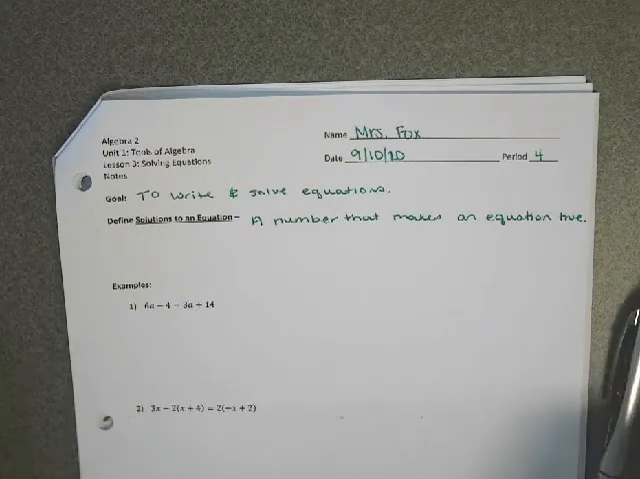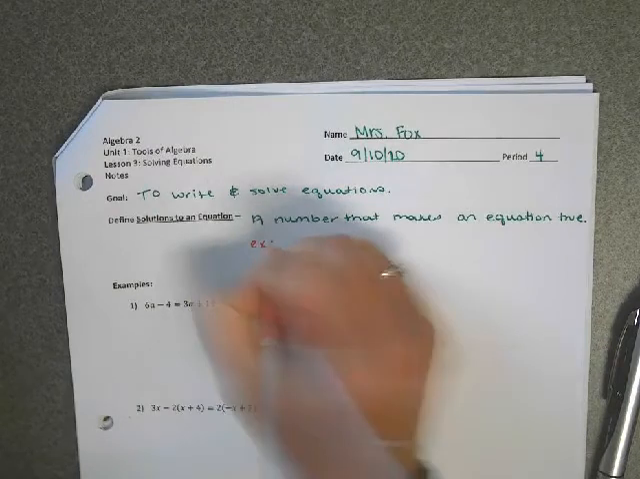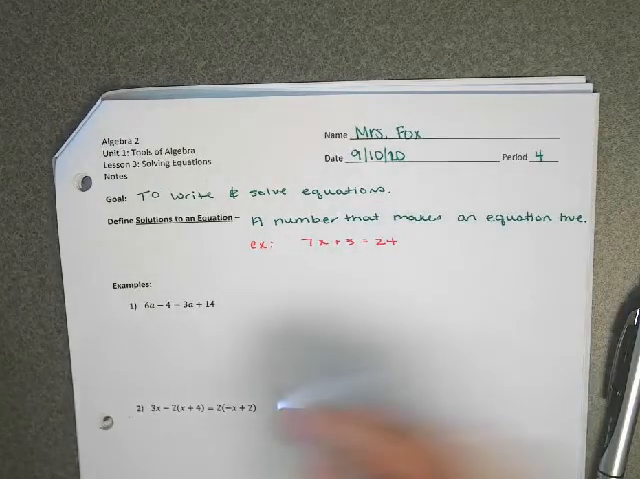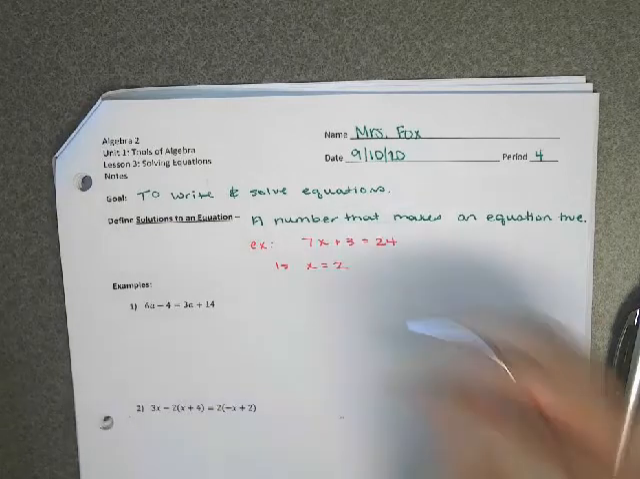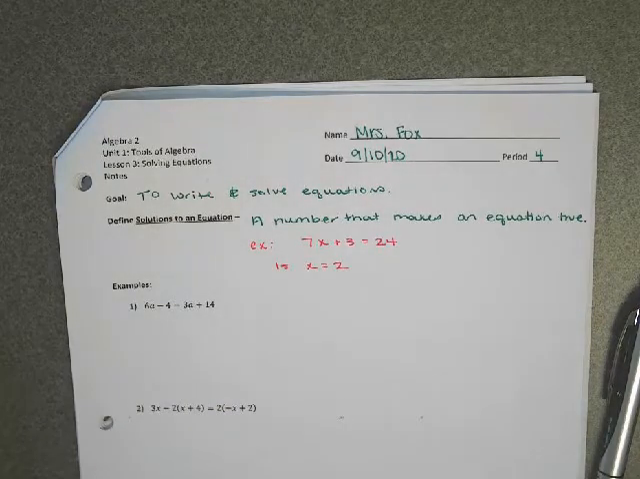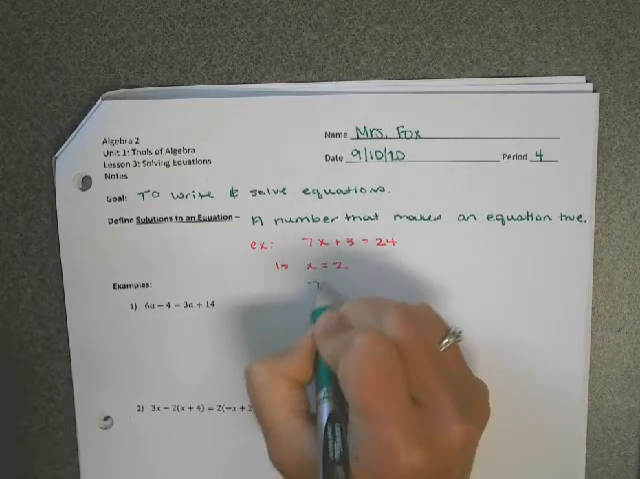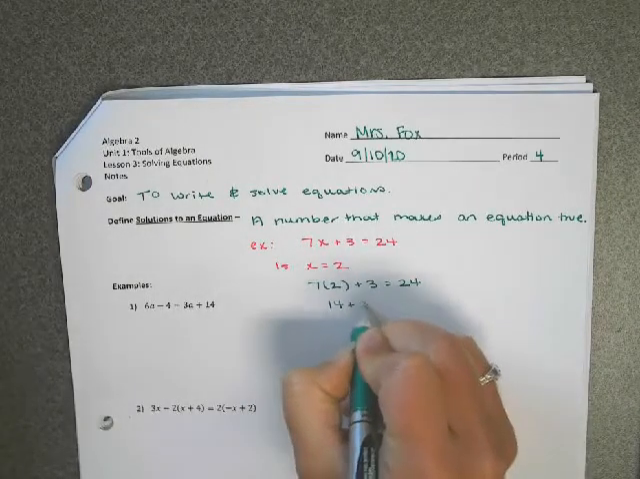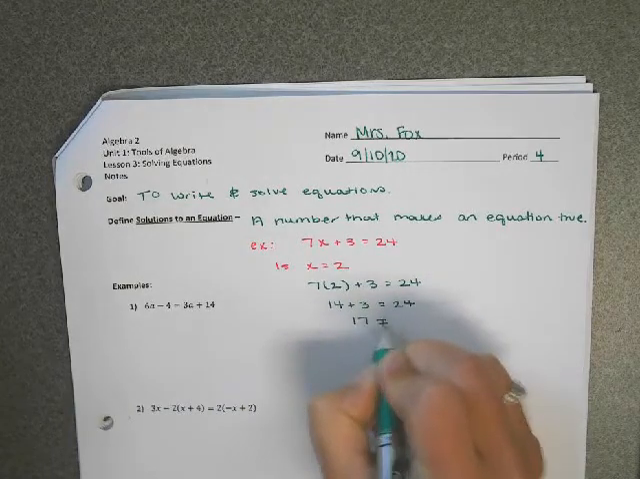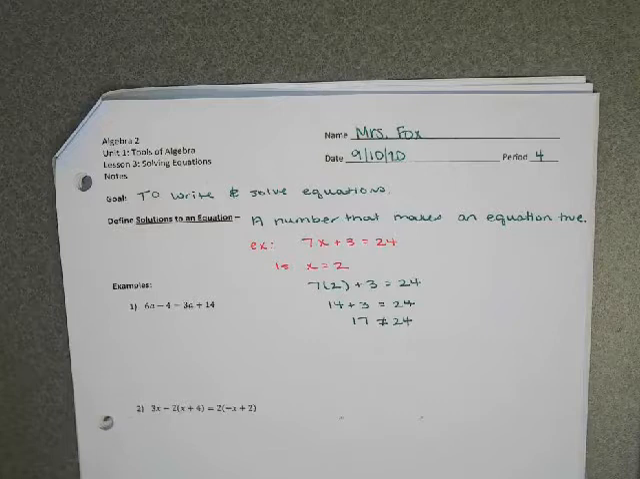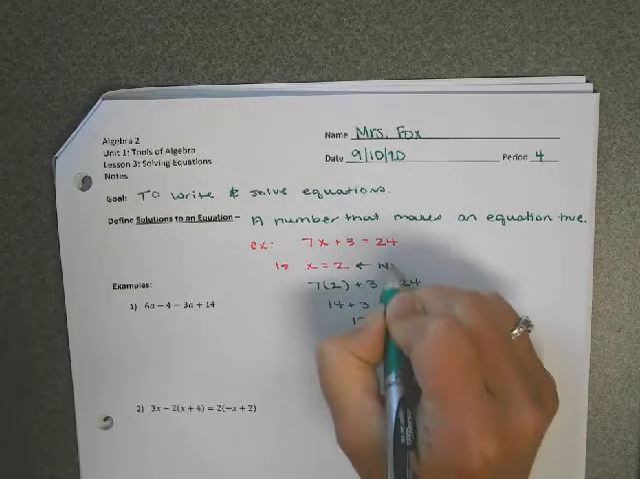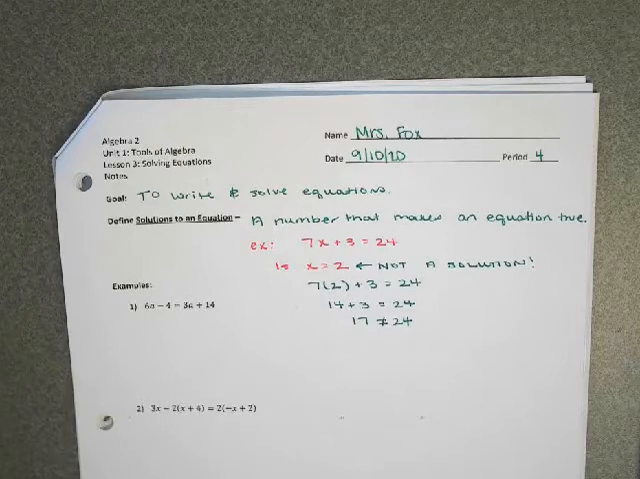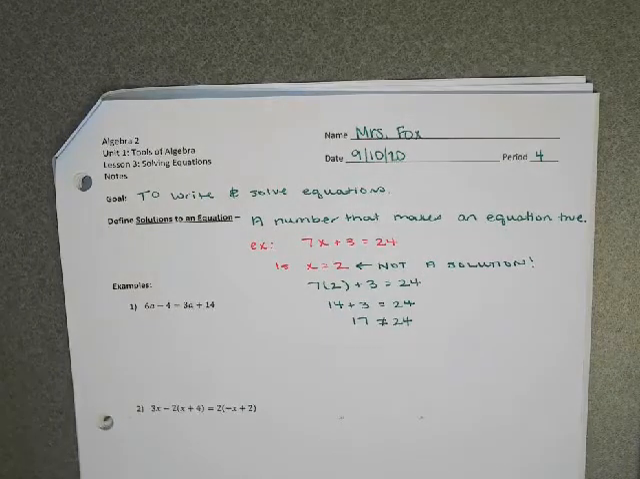So if I gave you an example, maybe I gave you the equation 7x plus 3 equals 24. And I said, is x 2? Is 2 a solution? What we would have to do to find that is plug it in. You'd say, okay, 7 times 2 is 14, plus 3 is 17. 17 is not 24, so that equation is not true. So then we know this is not a solution. Do you remember doing stuff like that before, way long ago?